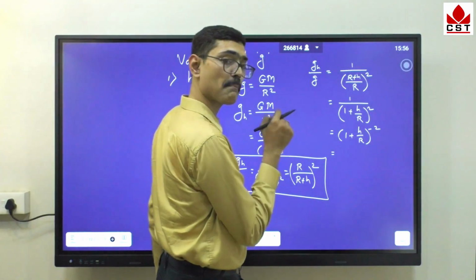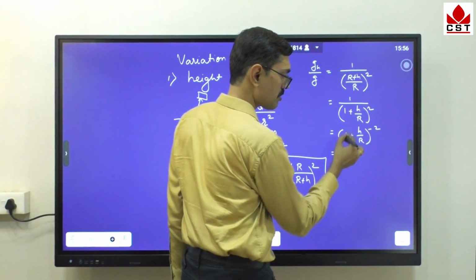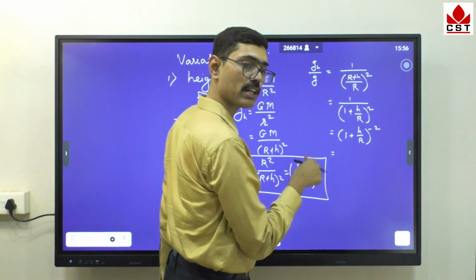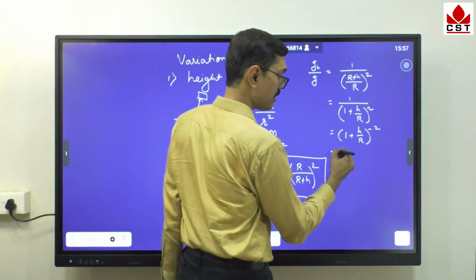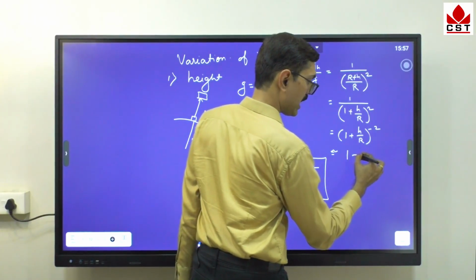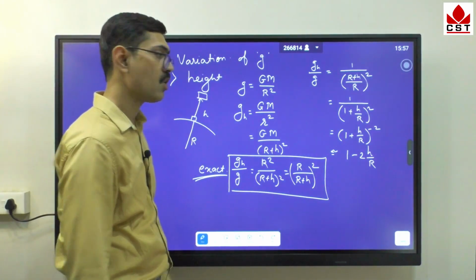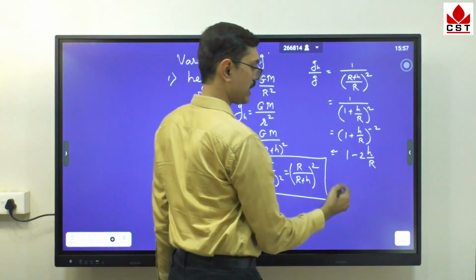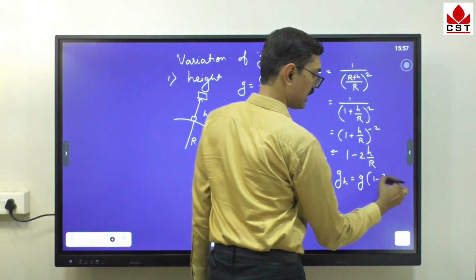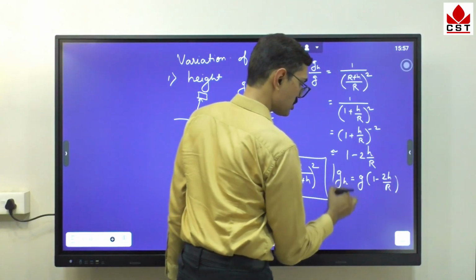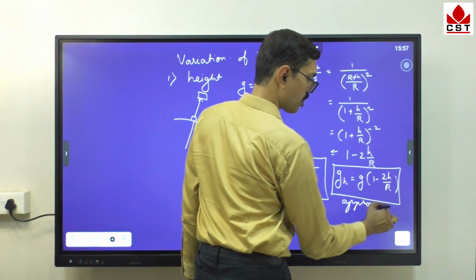So we have to use that binomial approximation. The first term should be 1, the second term should be negligible, and the bracket has a power, therefore that power should be multiplied to the second term. So that approximate formula is 1 minus 2h upon R. So this is the approximation for acceleration due to gravity. Again multiply by g and we get the approximate formula g into (1 minus 2h upon R) as the gh value. Remember, this formula is an approximate formula.